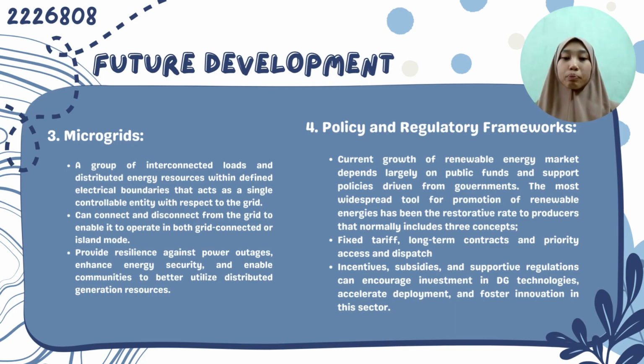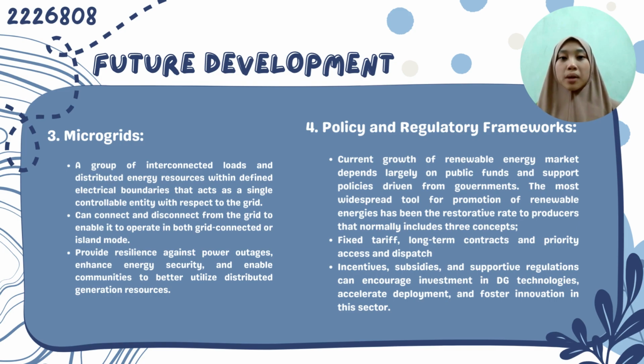Two, long-term contracts, ranging from 10 to 20 years, guaranteeing renewable energy producers a stable income stream for the electricity they generate. This provides financial certainty for renewable energy project developers and investors, making it easier to secure financing and investment. Three, priority access and dispatch. This means that renewable energy sources are given priority access to the grid and their electricity is dispatched first, ahead of electricity generated from conventional fossil fuel sources.